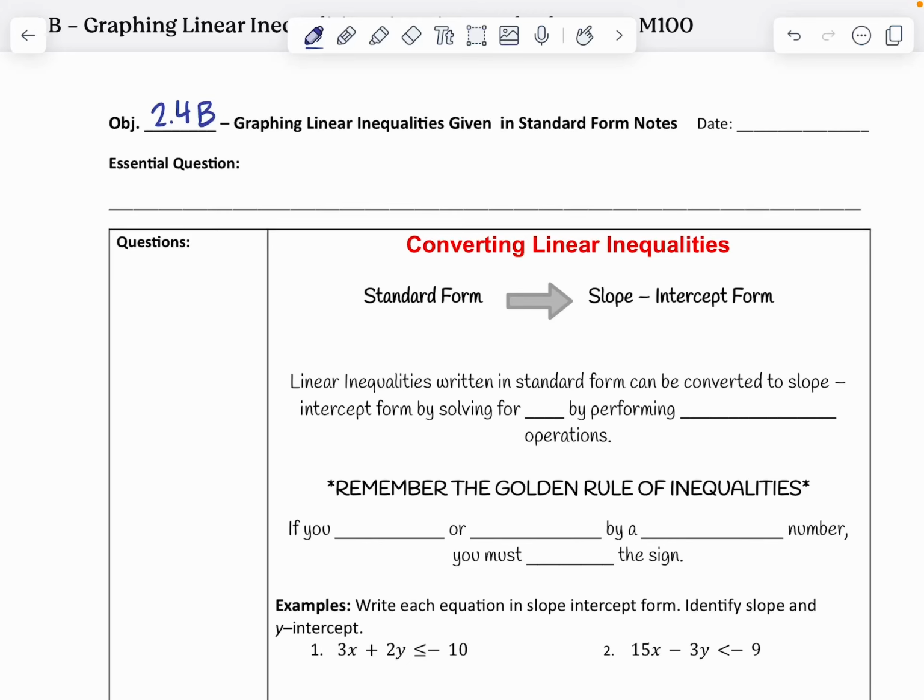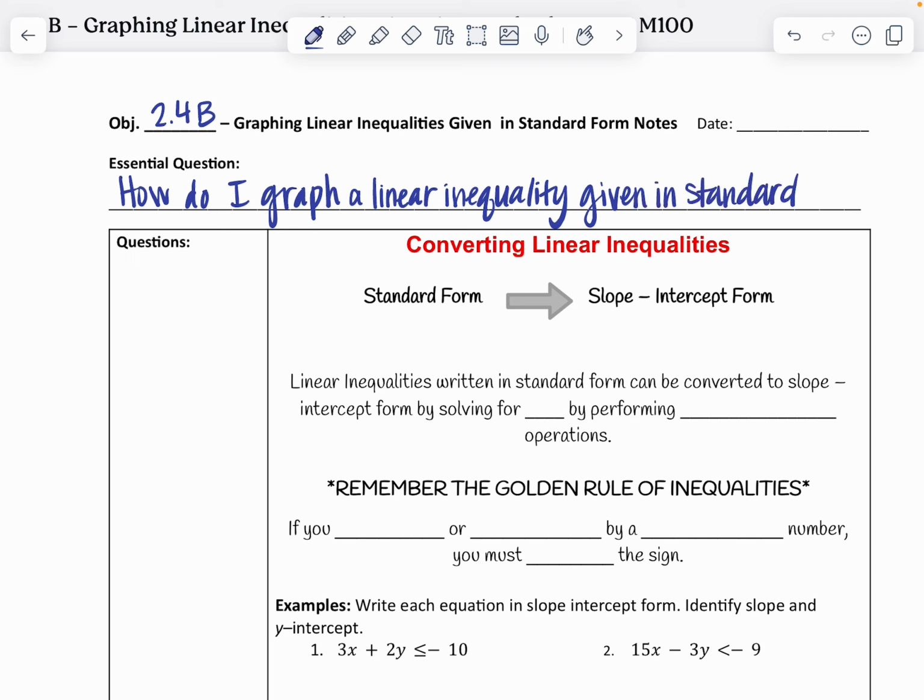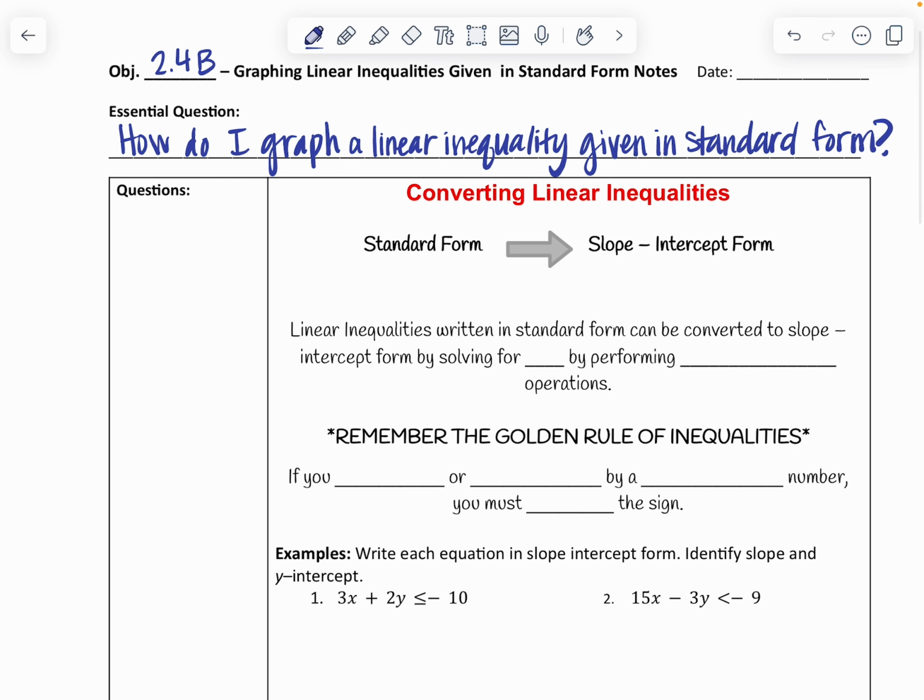Today we'll be graphing linear inequalities when they're given in standard form. So we're going to go over some skills we've actually already learned.